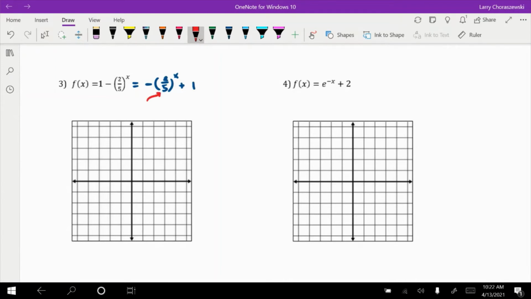Now the base is 2/5, which as a decimal is 0.4, so this is a situation where a is less than 1. So the graph will start out decreasing, and 2 points that would be on the graph of 2/5 to the x would be (0, 1) and (1, 2/5), which I'll go to the right to x equals 1 and then go up roughly halfway. And this will allow us to form the base graph of 2/5 to the x.